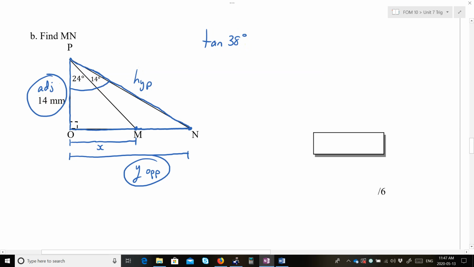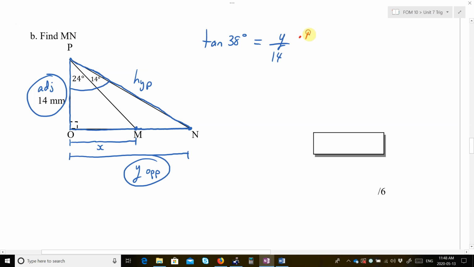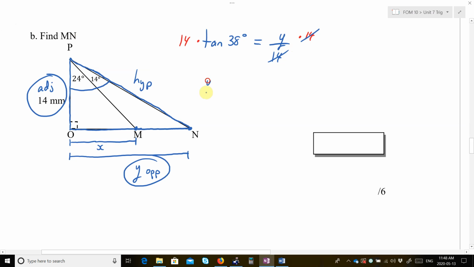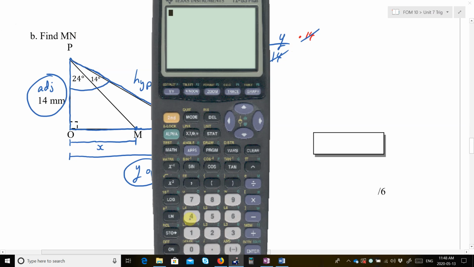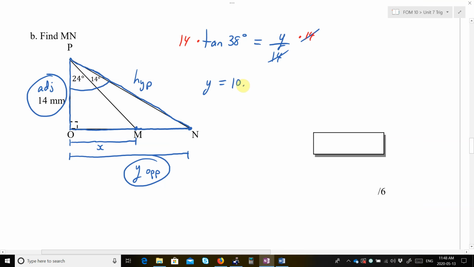So you have to add those two little angles together. That equals y divided by 14. Multiply both sides by 14, and we are going to get y equals 14 tan 38, bang, 10.9. It's going to be millimeters.